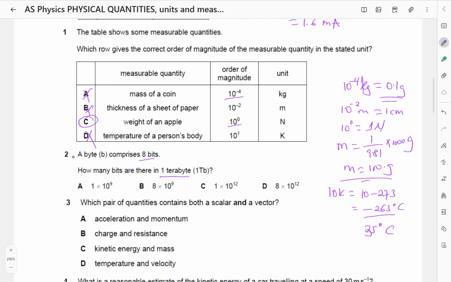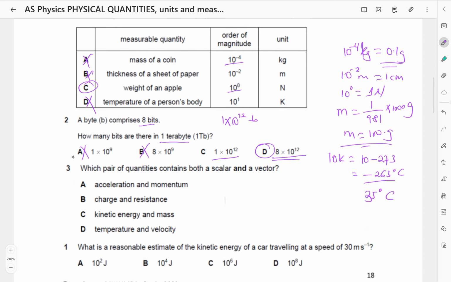So 1 terabyte. We remove tera. So this is 1 times 10 power 12 bytes, since tera is power 12. So we ignore 10 power 9 and 10 power 8, and we have this one. But remember, a byte has 8 bits, so the answer is going to be D.